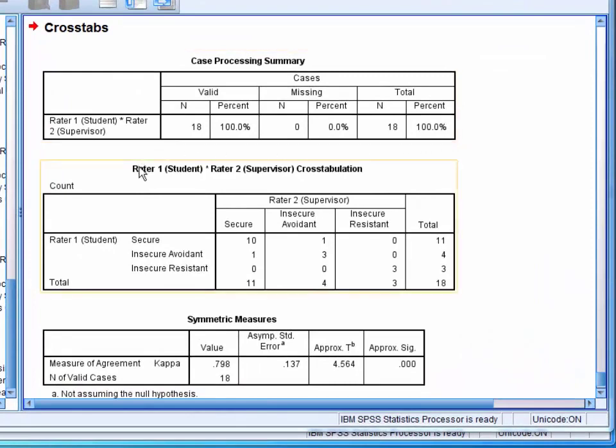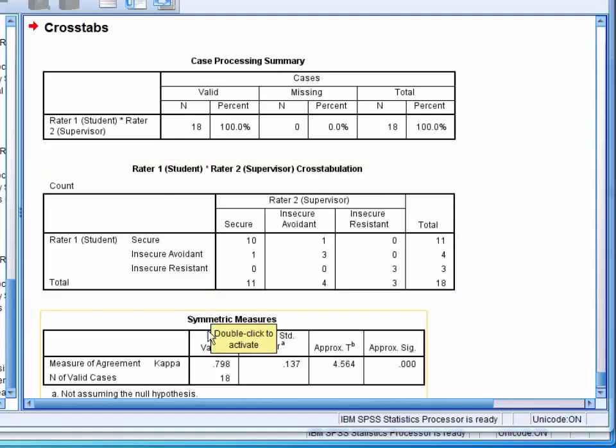First, we have the cross-tabulation table. This is simply a summary of the students' and the supervisor's ratings, and allows us to see the classifications that the two agreed on and that the two disagreed on.